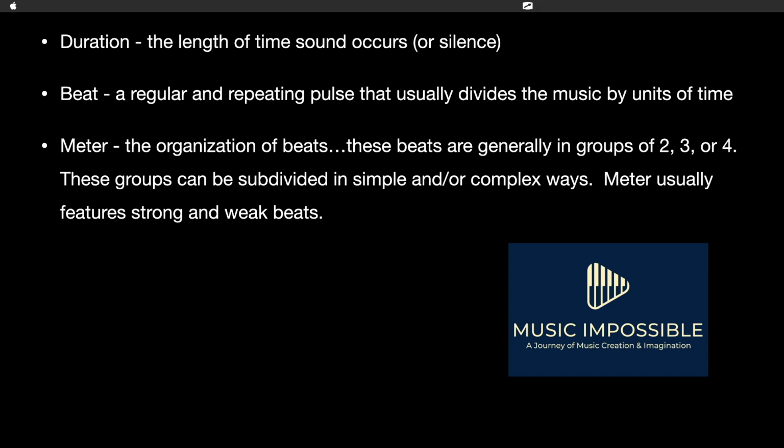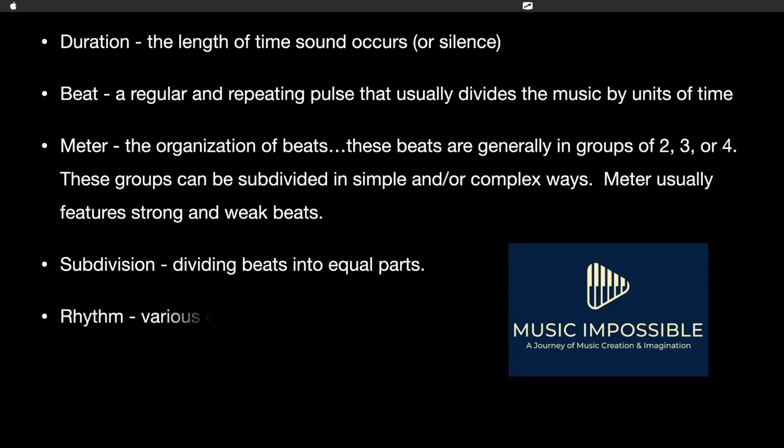Now, beats are generally in groups of 2, 3, or 4. We have 2/4 time, 3/4 time, 4/4 time. We have 6/8 time, which is organized in two groups of 3. 6/8 notes are usually in groups of 3. And so these groups can be subdivided in simple or complex ways. We call it simple or compound meter, which will be in the next lesson. We'll talk a little bit about subdivision. We're going to show you that more than talk about it. But how do we divide beats into equal parts?